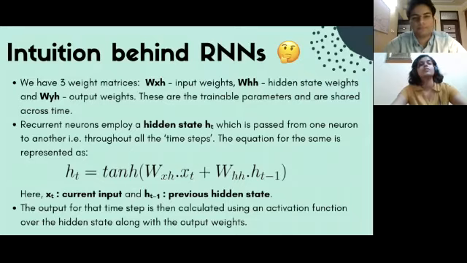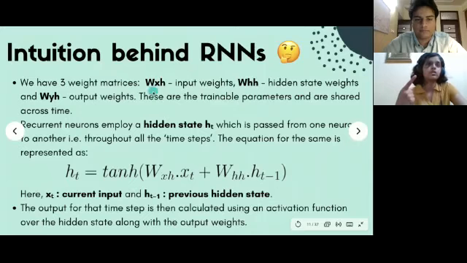Okay, so here we start to decode the feed-forward mechanism in RNNs. So we've got three very important weight matrices. So we've got WXH, which is the input weight matrix. We've then got WHH, which is the hidden state weight matrix. And we've got WYH, which is the output weight matrix.